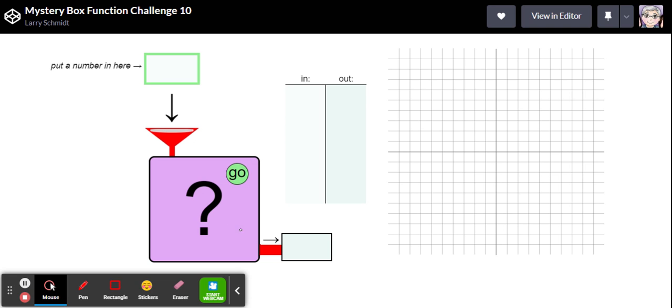Inside this purple box there is some math going on, and what it'll do is take the numbers you put in the top and change them into something else when they come out the bottom. Your job is to figure out what that math is, and you'll get a chart of your ins and the outs, and you'll get a graph in case that helps you figure it out. You can try this with as many numbers as you want.